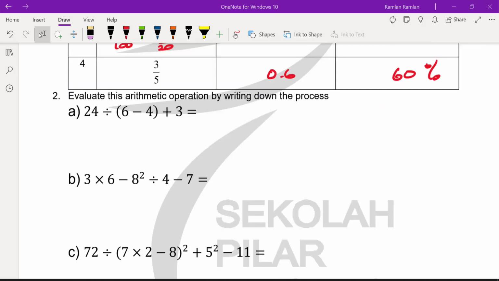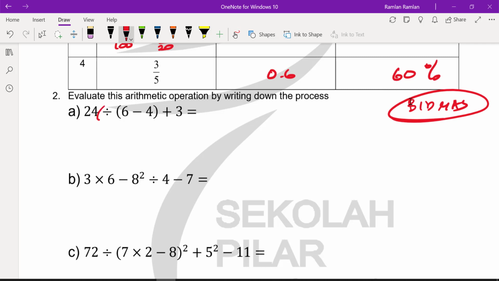Okay, so for number 2, you can actually put everything in the calculator, but remember that if you only have the final answer, then you won't get full marks, full point. So please write down the step-by-step process. Remember the BIDMAS concept, right? We're going to use this concept to answer these questions.